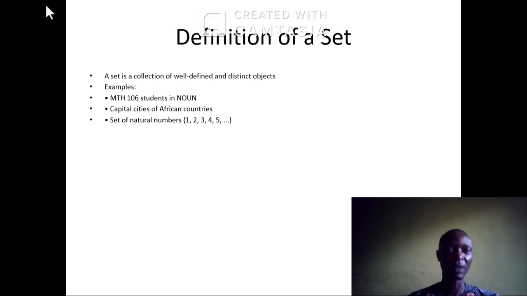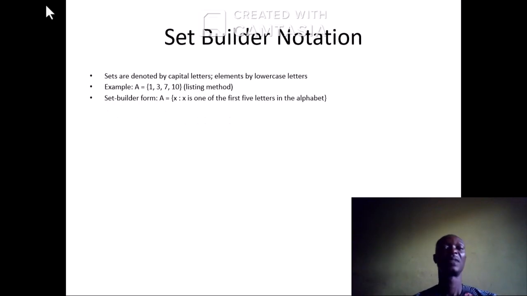Okay, look at the example. We have the capital cities of African countries. They are very unique. You cannot mix it with any other thing. You'll be talking of Abuja and all the rest. A set of natural numbers. Look at that. Okay. How do you denote sets?